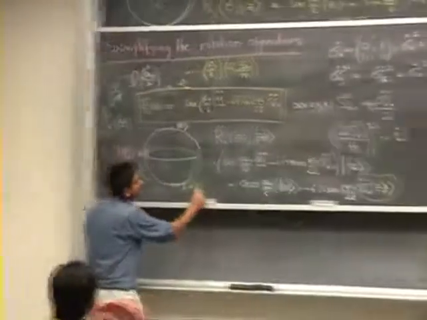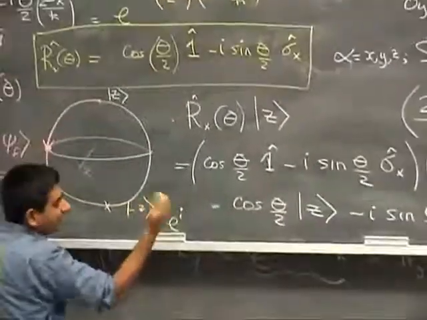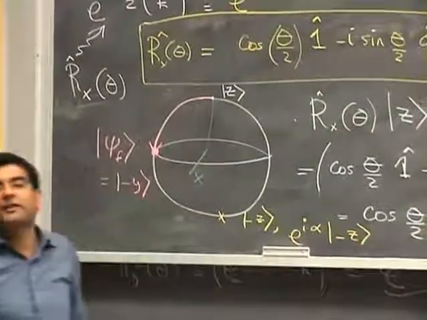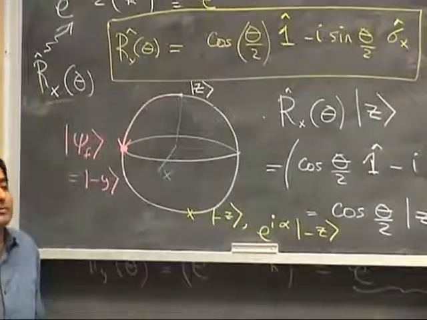But this point could be any e^i alpha minus z. Because this global phase doesn't really matter when we talk about quantum states.